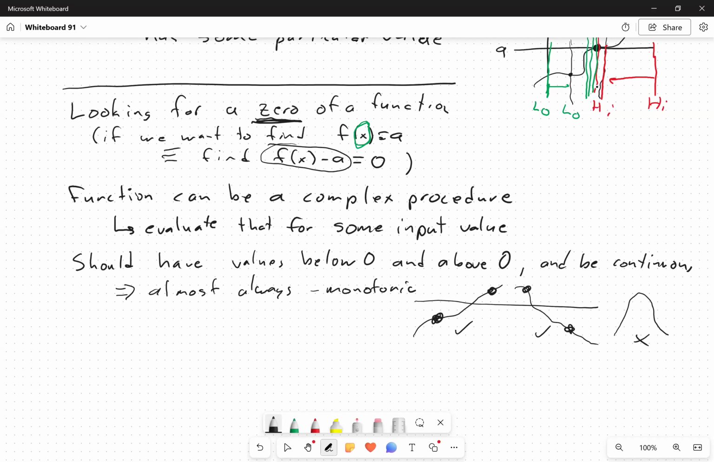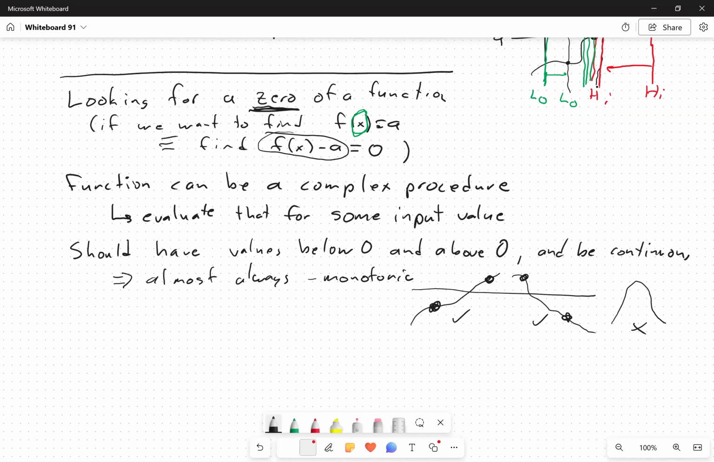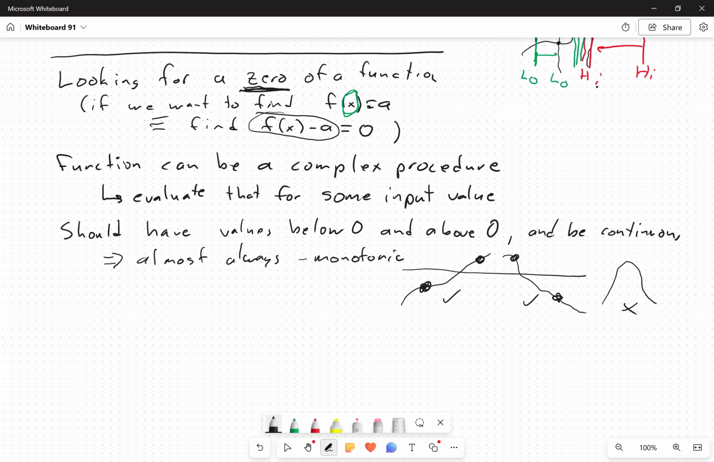Now, I mentioned that it's almost always monotonic. I'll just mention this. It's rare that you would want to do this, but you can find some solution. You can't find a particular solution, but you can find some solution, even if it's not monotonic, as long as you have a point above 0 and below 0.